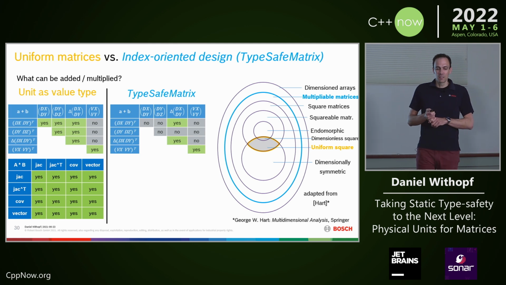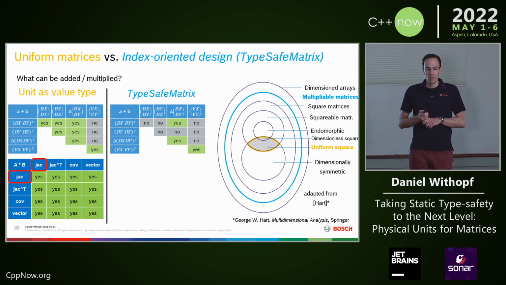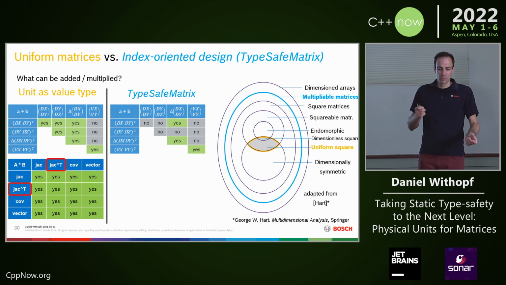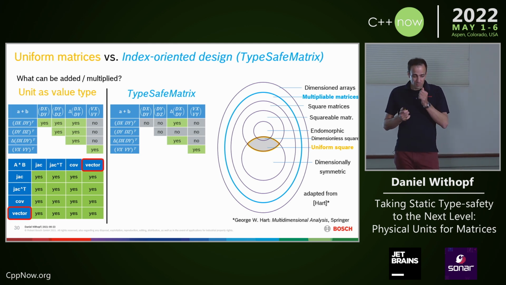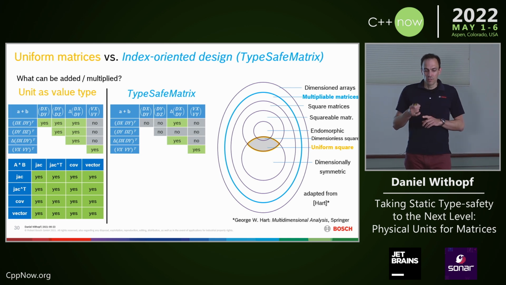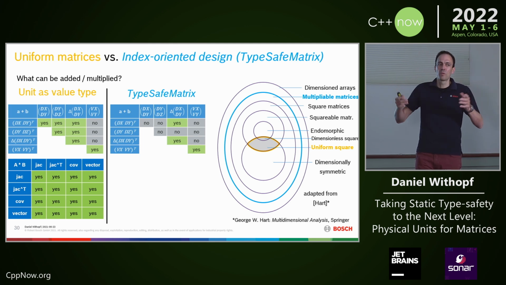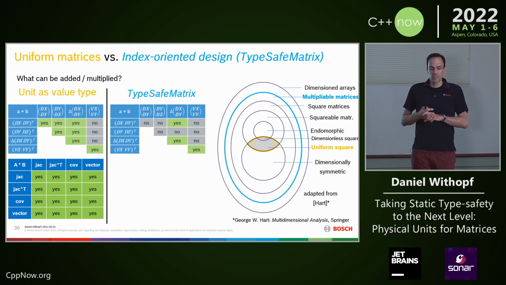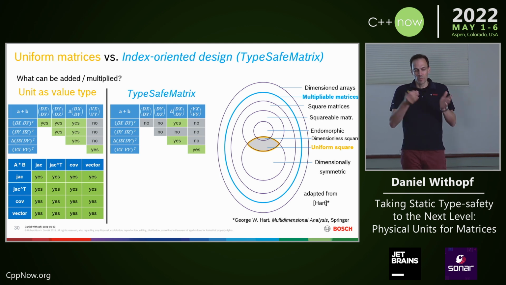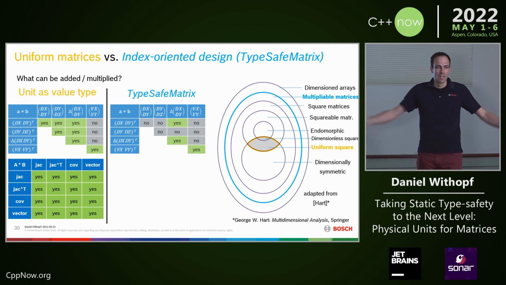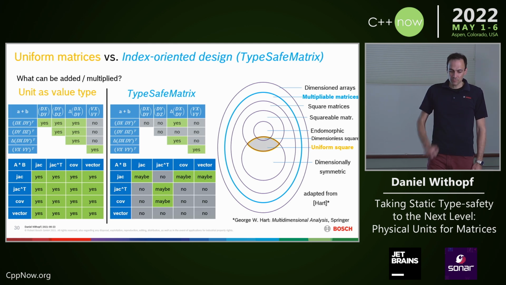When we multiply two matrices A and B, here we again have the different options. We have a Jacobian, Jacobian transposed, covariance, and a vector. When you multiply these, you can see that all of the operations are valid with that approach, of course given that the dimensions match up, that's the precondition. But if this is the case, then all of these operations are correct, which is again fairly natural. We don't have an annotation whether it's a Jacobian or covariance or a vector. So yeah, not much we can do here.